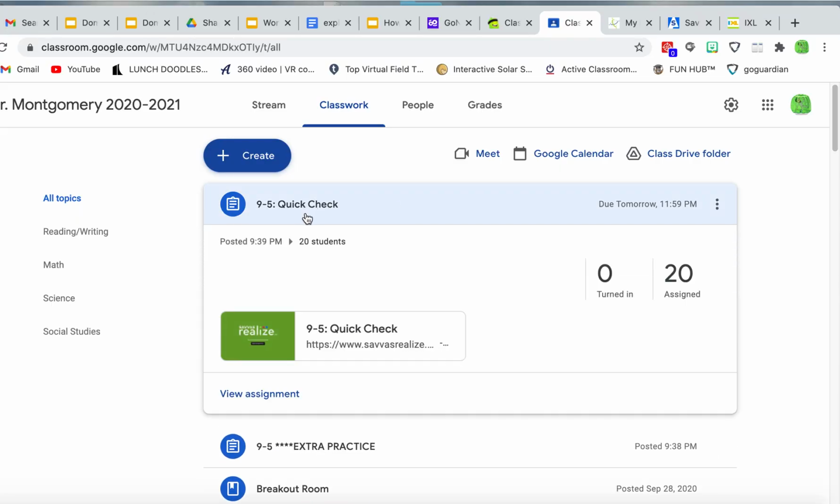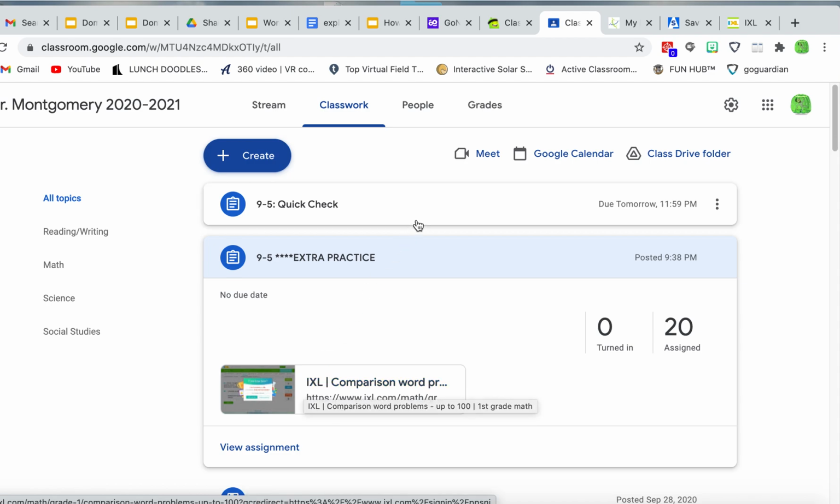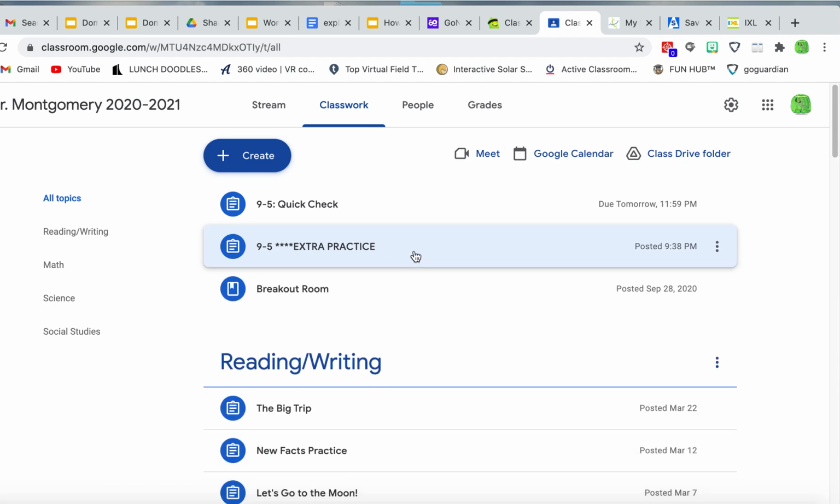Do the 9-5 Quick Check first. Take your time with it. Don't rush. Then do the extra practice on IXL, and then you can go on Pink Cat and play any math game you like.